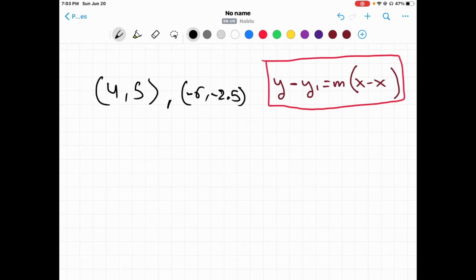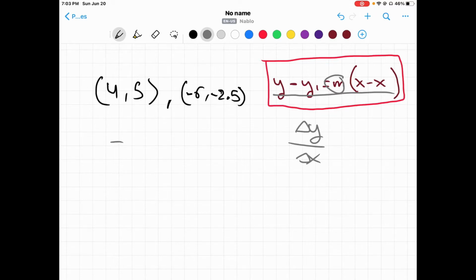Okay, here we have another example, and if we were told that the point 4, 5 and negative 6, negative 2.5 are 2 points in the same linear graph, and we're asked to find the equation of that graph. Now, once again, we're going to use point slope form in this case, which is this formula over here. And since we have to use the slope, that is what we have to find first. So, again, change in y over change in x.